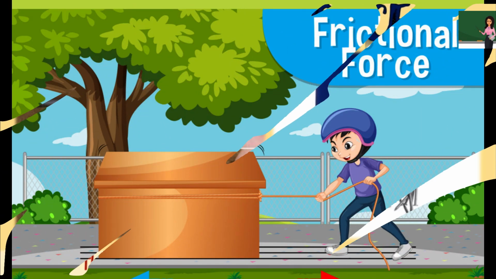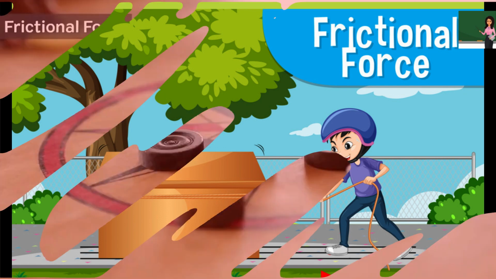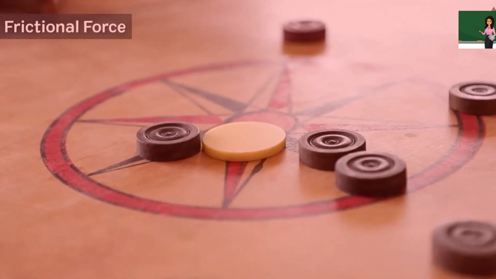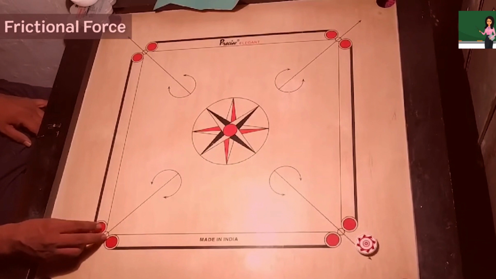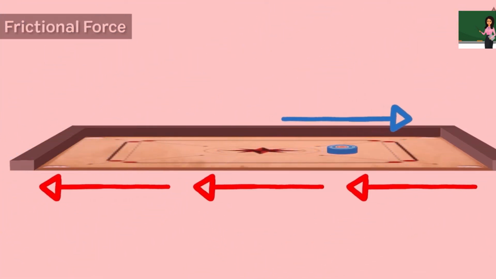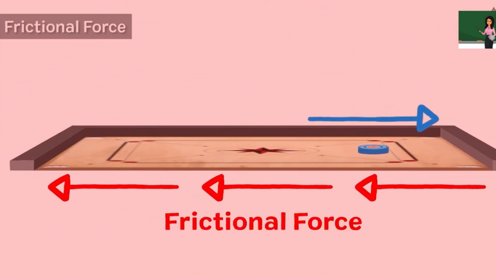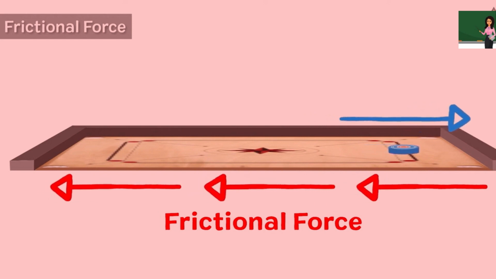Frictional force. When a carom piece is flicked lightly, it slides over the carom board but stops at a certain distance. A ball rolling over a flat ground stops at a certain distance. Why does this happen? When two surfaces rub against each other, the force of friction comes into play. It always acts against the direction of motion.